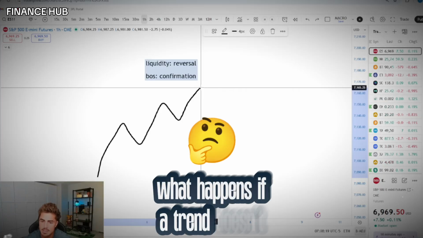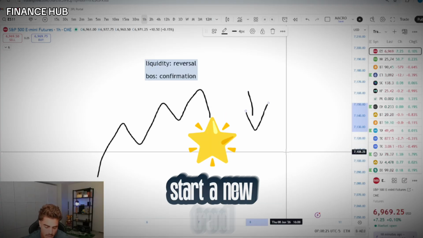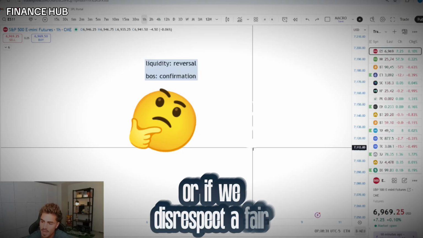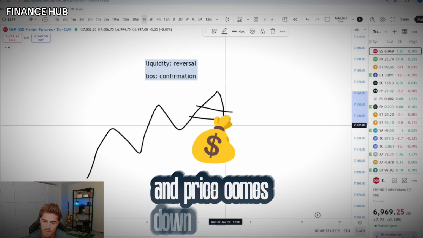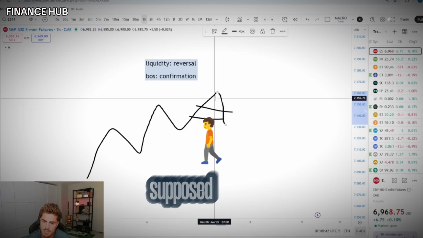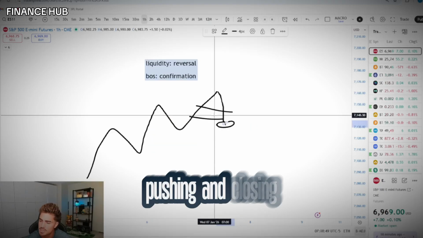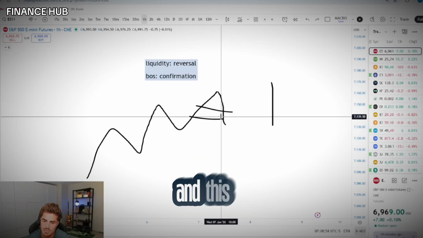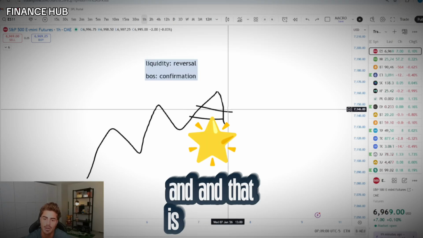What else do we know? What happens if a trend doesn't continue? Then it's pretty obvious that price is going to start a new trend. So what happens if we inverse or disrespect a fair value gap that's within a current uptrend? What if we have a fair value gap right here and price comes down and closes underneath it? Well, that's not what continuation confluences are supposed to do. Price is supposed to come into this continuation confluence and move higher. So why is price pushing and closing underneath it? Maybe because price is actually changing direction, and this is giving us a confirmation confluence that price is going to go lower, and this is going to be a change in trend.